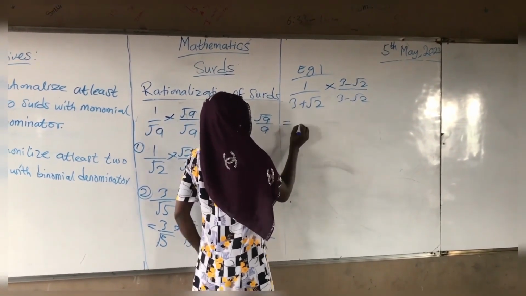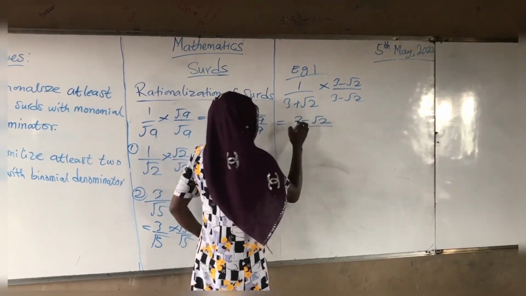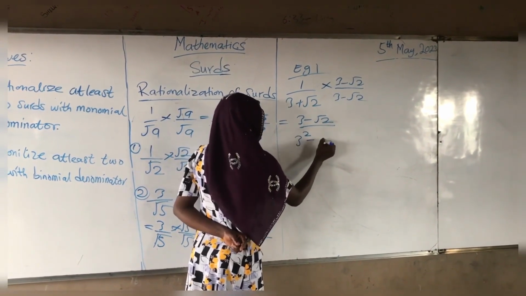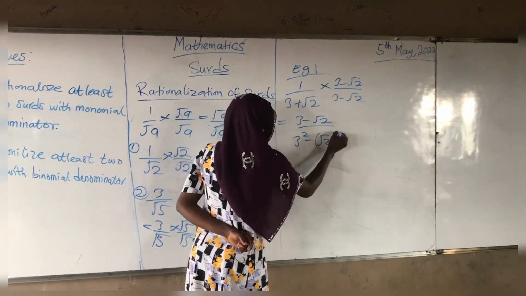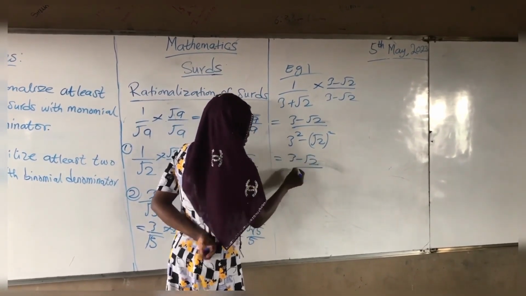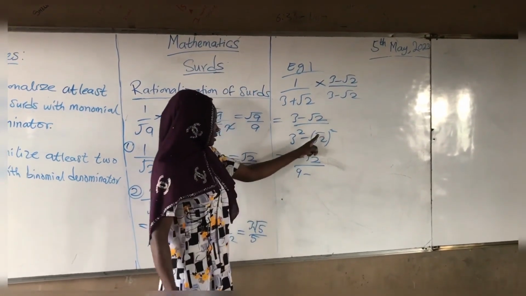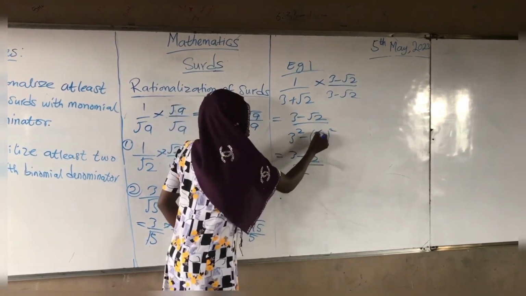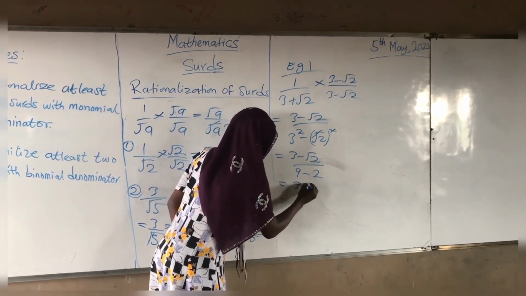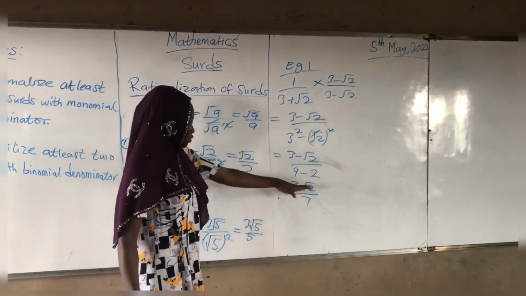So from here, 1 multiplied by 3 − √2 will give you the same, 3 − √2, all over the denominator. This is a difference of two squares, so you square the first term minus the square of √2. So this will give you 3 − √2 all over 3 squared, which is 9, minus (√2)², where the square cancels the root sign so we get 2. So 9 − 2, and finally it will be 3 − √2 all over 7.